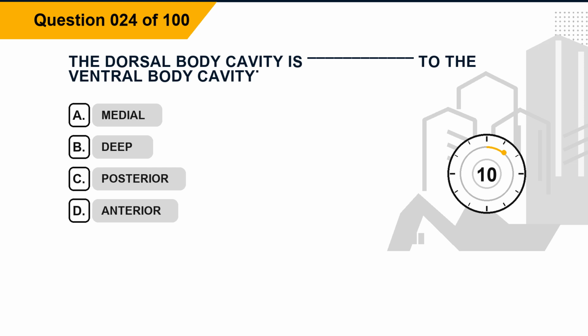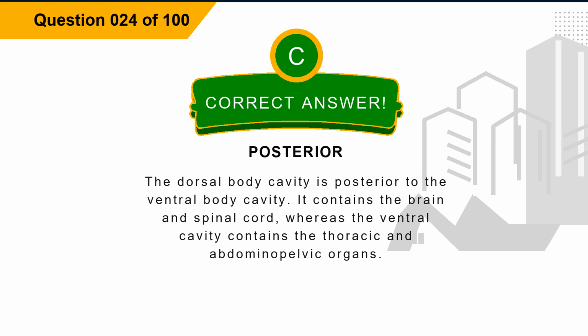Question 24. The dorsal body cavity is blank to the ventral body cavity. Option A, medial. Option B, deep. Option C, posterior. Option D, anterior. The correct answer is option C, posterior. Explanation. The dorsal body cavity is posterior to the ventral body cavity. It contains the brain and spinal cord, whereas the ventral cavity contains the thoracic and abdominopelvic organs.